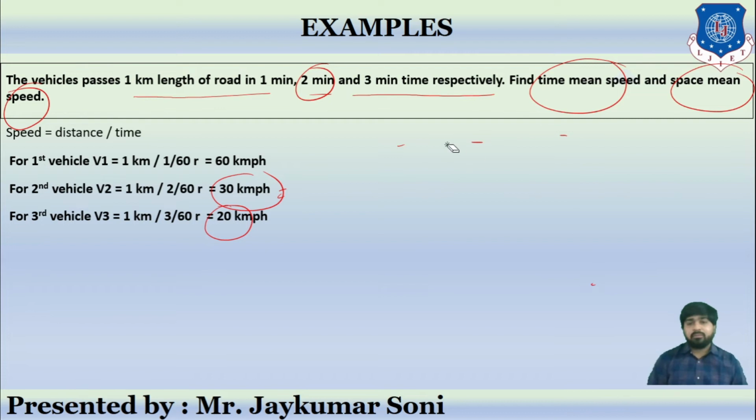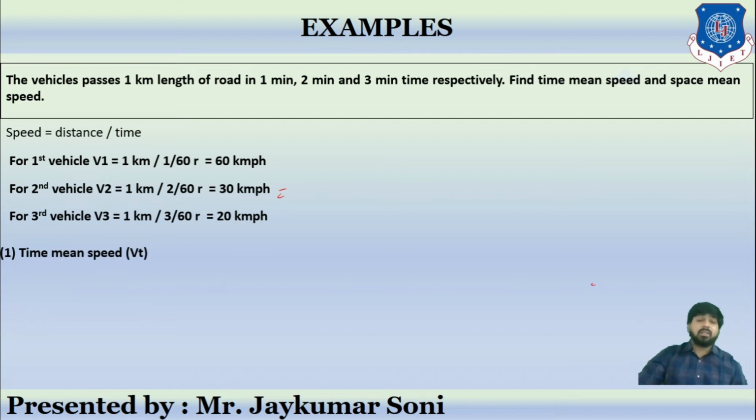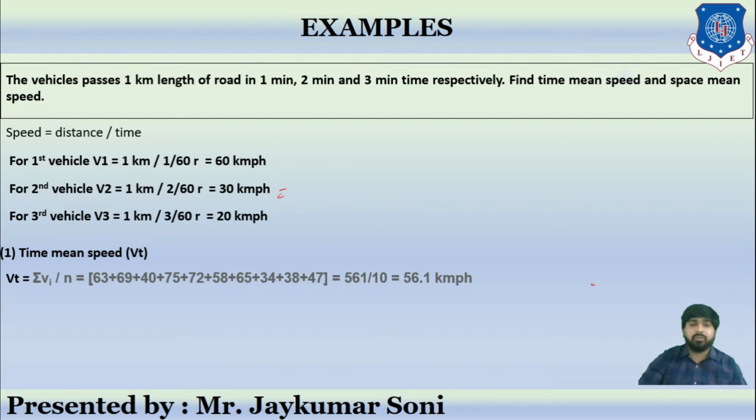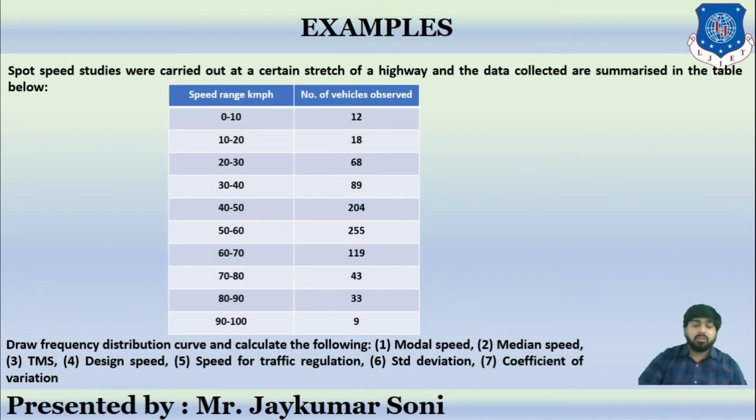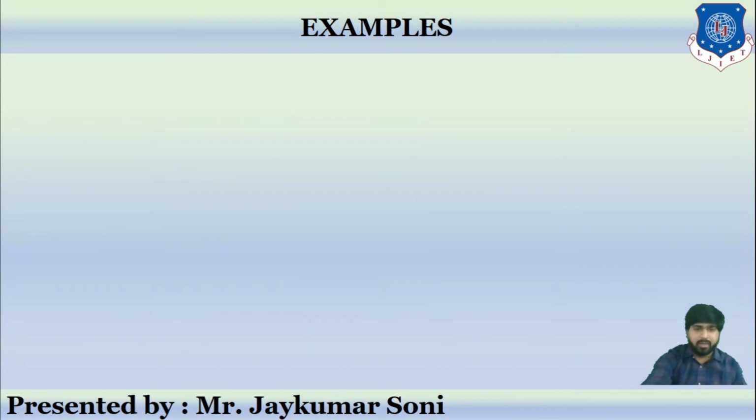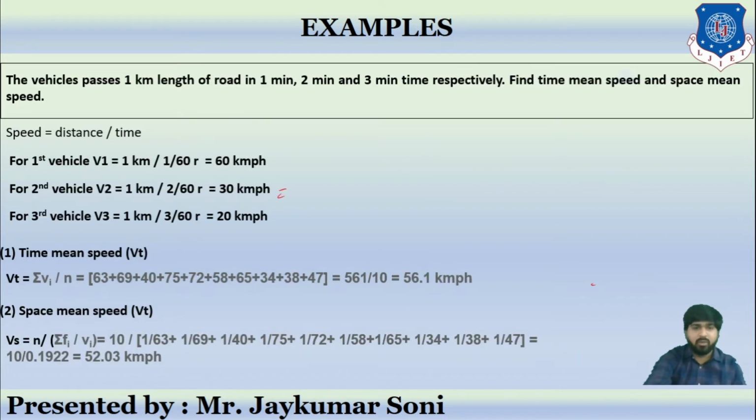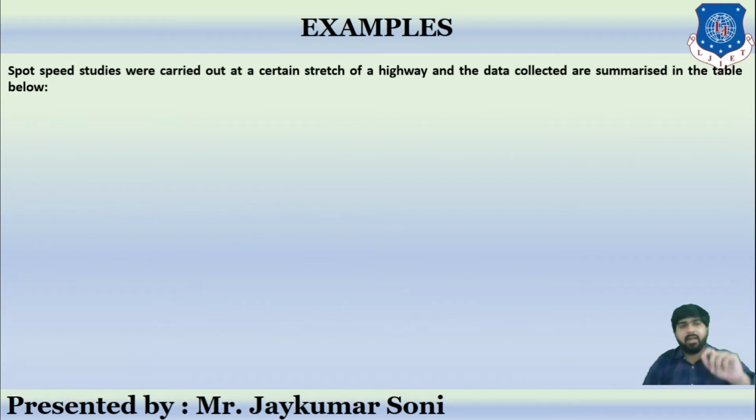Then comes, let me erase all these things for you so that it can be easier. First is the time mean speed. The equation for time mean speed is summation vi by n. So we have the speeds 60 plus 30 plus 20. We have the values and we can calculate it. These are the particular errors that have occurred. We will cover this in the last slide.